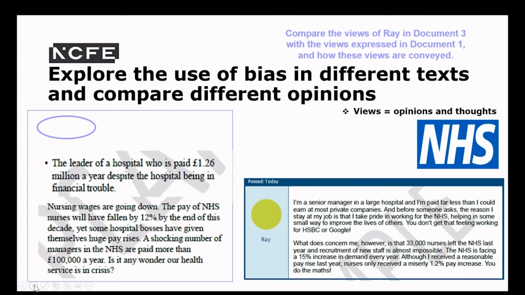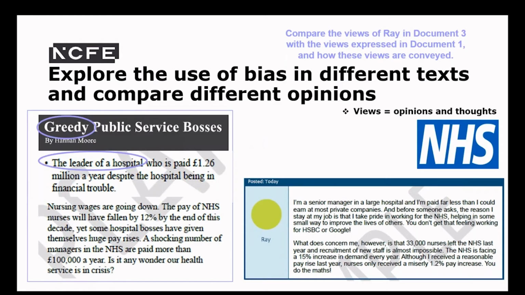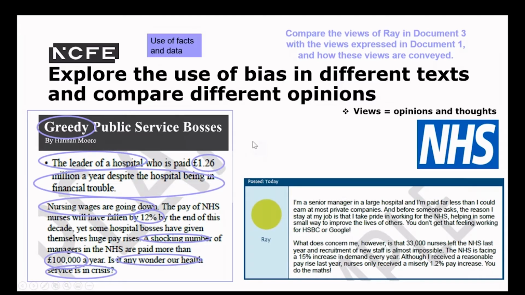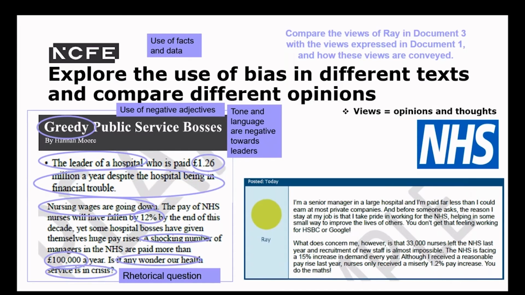So you've got the 2 examples there of the text, document 3 and document 1. So I'll give you a few moments to have a look at that. So you can see in this first one, greedy public service bosses, they've used facts and data. They have a negative tone and language towards the leaders. They use lots of negative adjectives. You've got there, is it any wonder our health services in crisis? So they've got a rhetorical question.